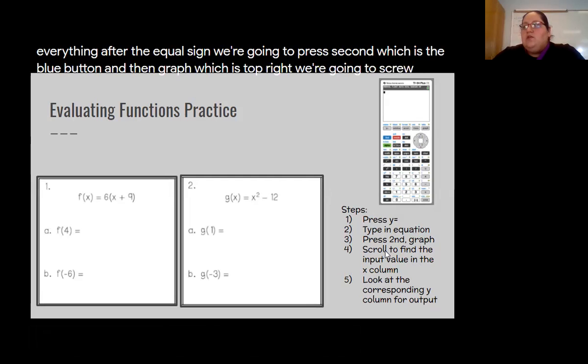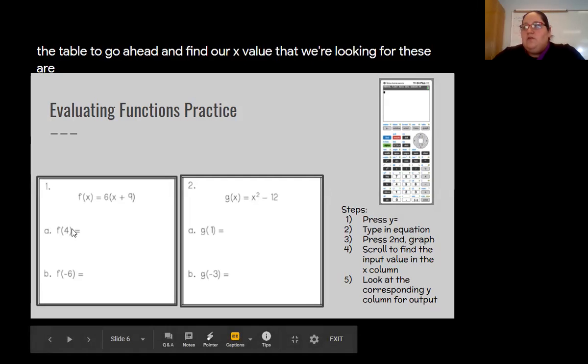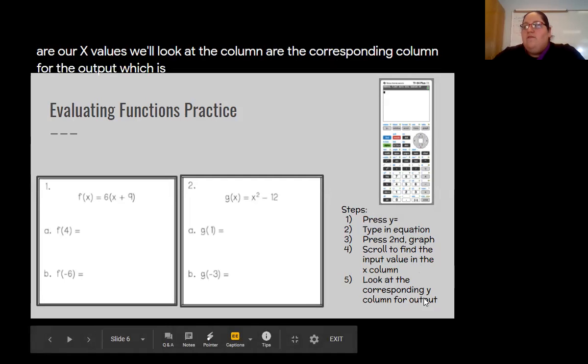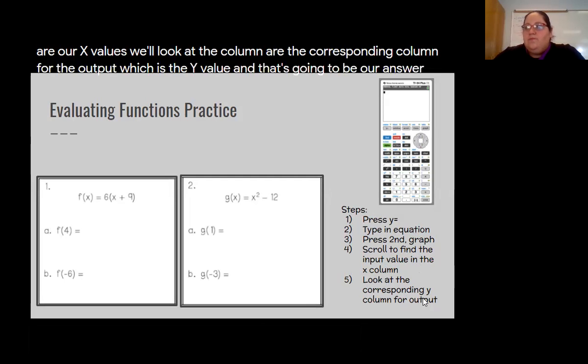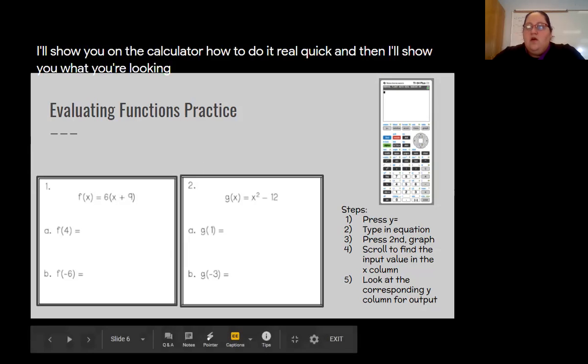We're going to scroll on the table to go ahead and find the X value that we're looking for. These are our X values. We look at the corresponding column for the output, which is the Y value, and that's going to be our answer. So I'll show you on the calculator how to do it real quick, and then I'll show you what you're looking for on here.